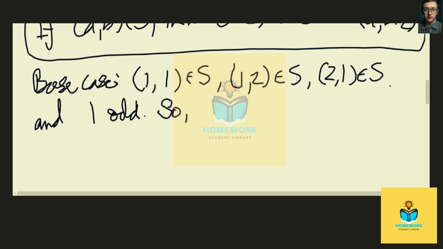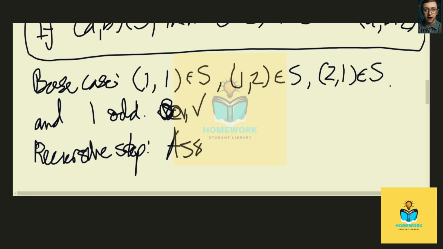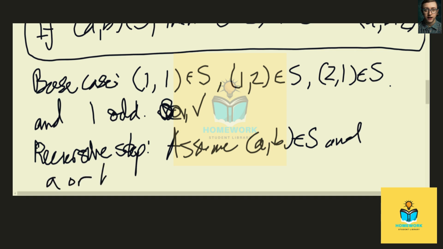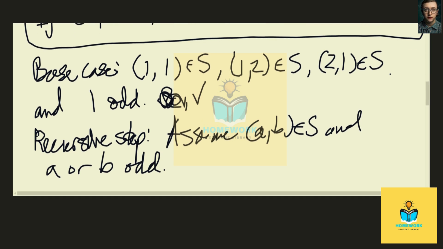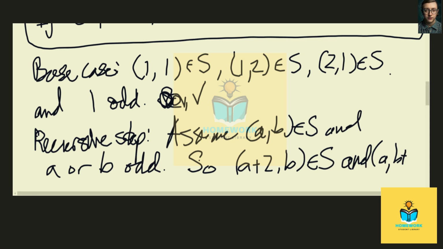So it follows that the base case checks out. And now for the recursive step, assume that AB lies in S, and we have that A or B is odd. So we know by our recursive definition, this means that A plus 2B lies in S, and AB plus 2 lies in S.